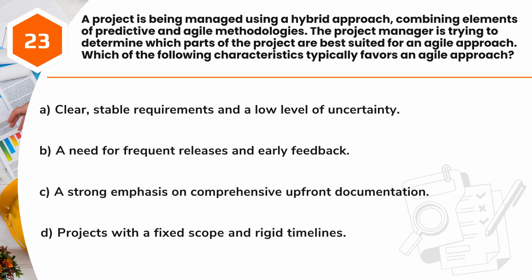Question 23. A project is being managed using a hybrid approach, combining elements of predictive and agile methodologies. The project manager is trying to determine which parts of the project are best suited for an agile approach. Which of the following characteristics typically favors an agile approach? A. Clear, stable requirements and a low level of uncertainty. B. A need for frequent releases and early feedback. C. A strong emphasis on comprehensive upfront documentation. D. Projects with a fixed scope and rigid timelines.